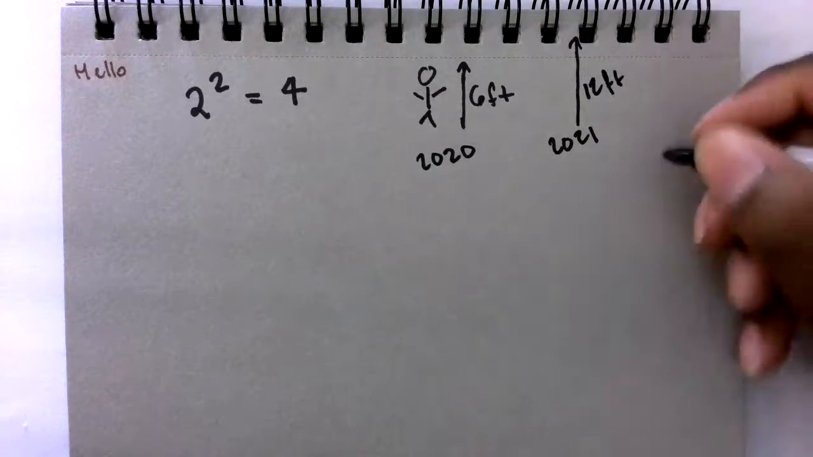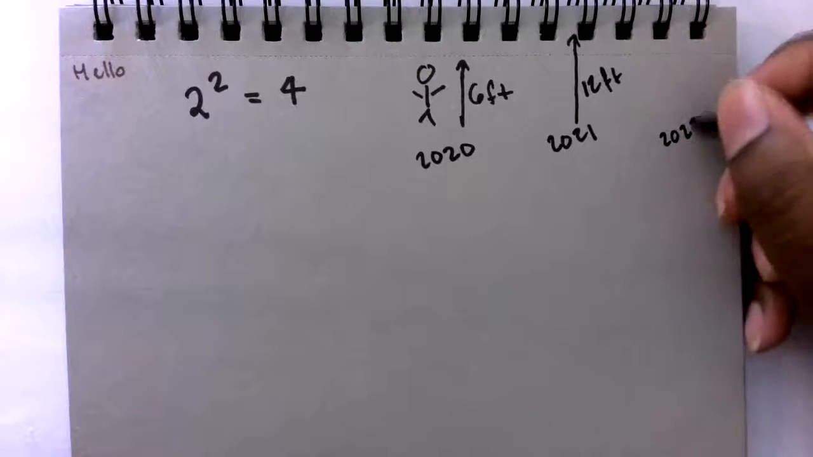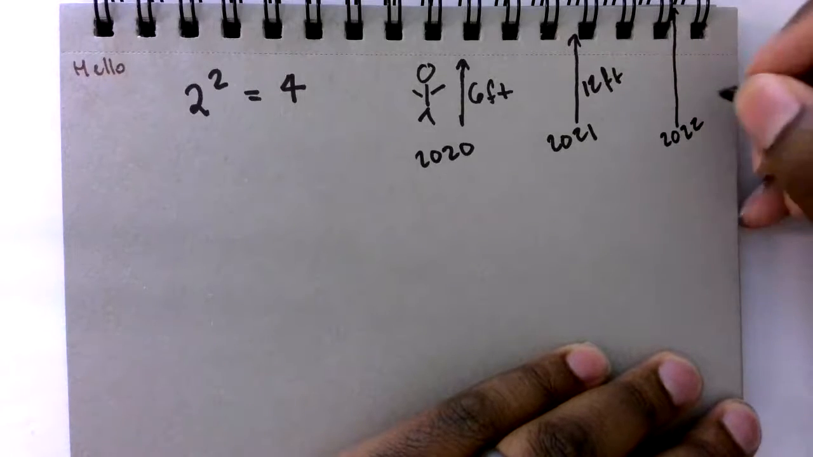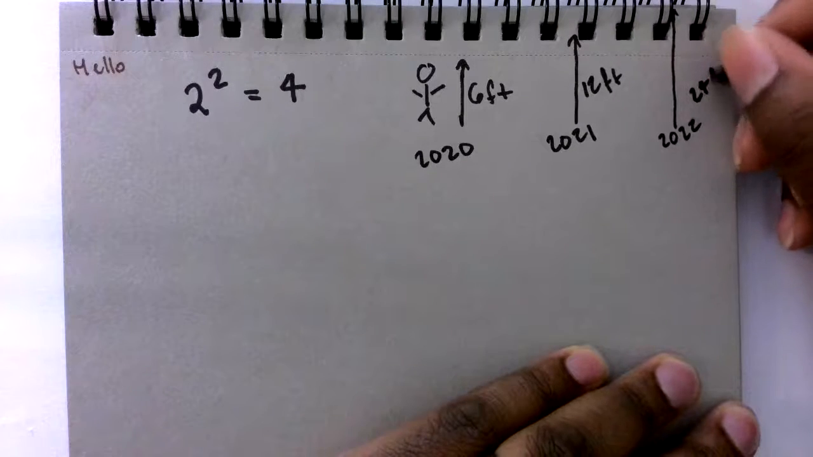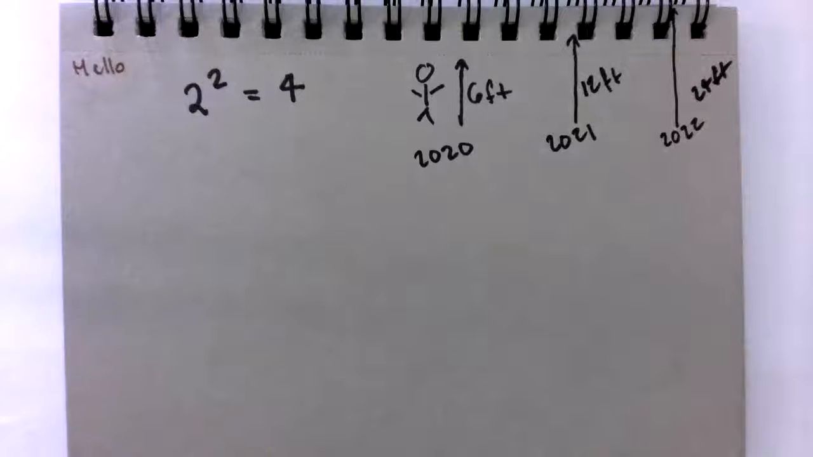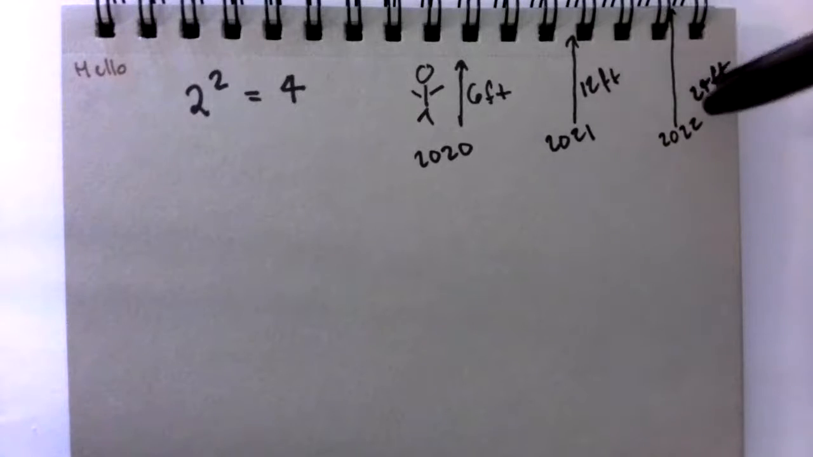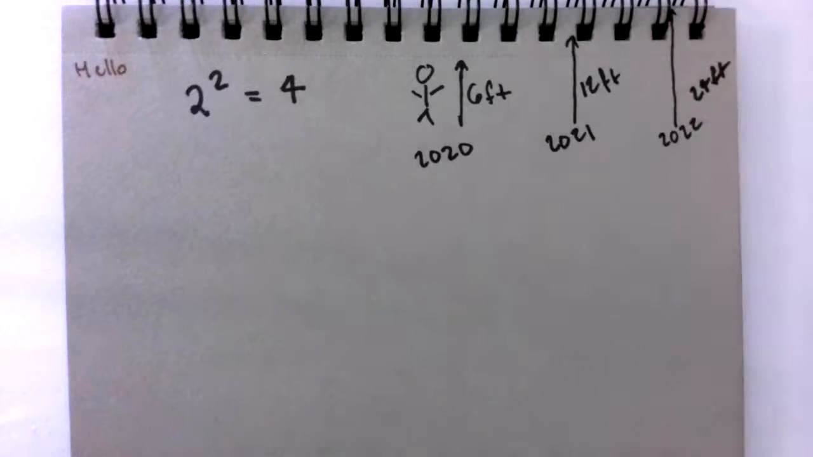And the year after that, in 2022, I would be 24 feet tall. Okay? So this year I'd be 6 feet. Next year I'd be 12 feet. And 2 years from now I would be 24 feet tall if I doubled in size every year.